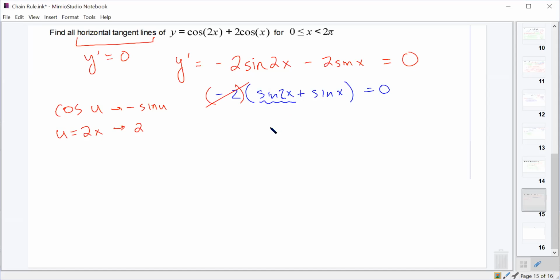What can I do with sine 2x? Could you use a chain rule to separate it? No, that doesn't work, because we're not taking another derivative. A double angle identity, yeah. Sine 2x is equal to 2 sine x cosine x. And we have a plus sine x equals 0. And now what can we do to solve this?